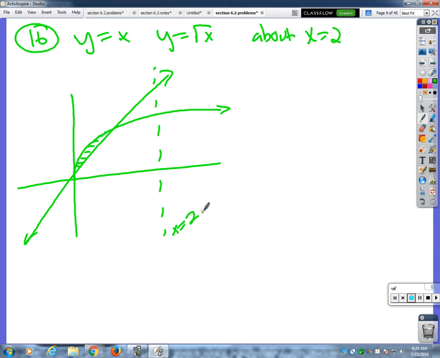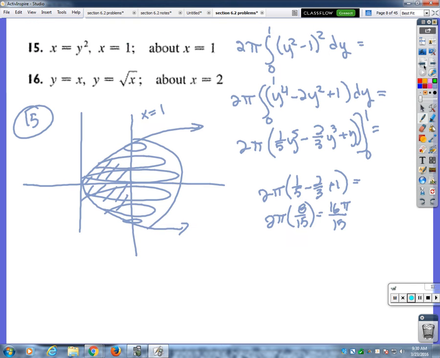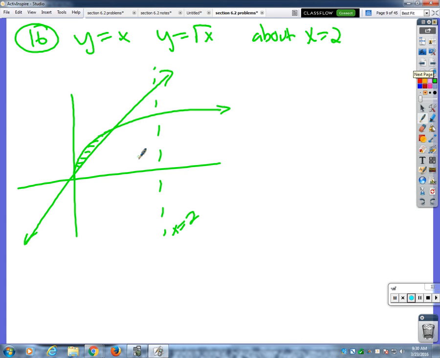We're going to subtract some stuff because we have all this missing space right here. In this one right here, the reason why we didn't have to subtract anything is because there was no empty space in between the curve and our axis of rotation. But here, there is all this missing space, so we have to subtract out what that is.